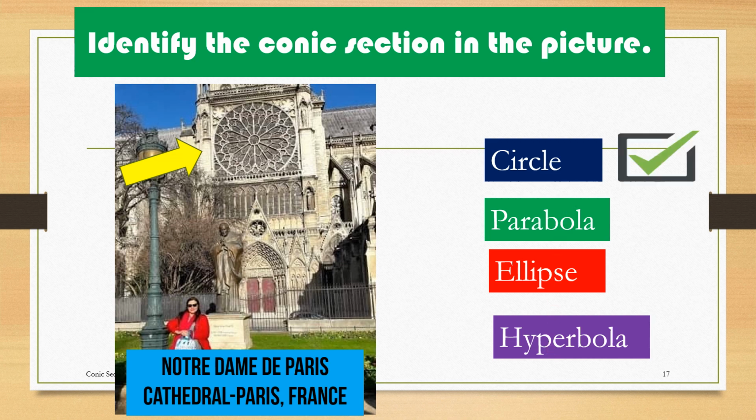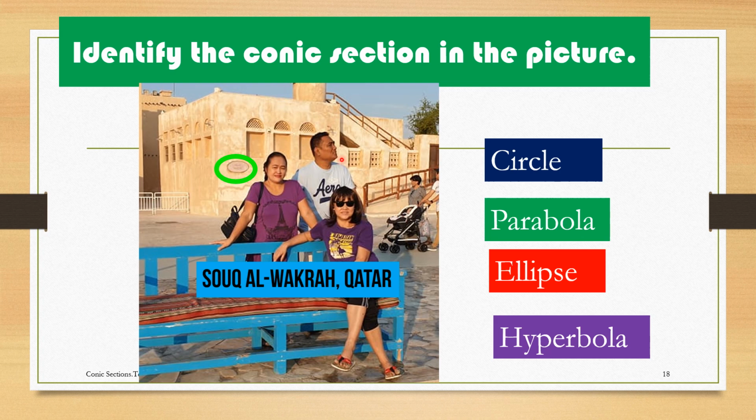Very good. It is a circle. This time we will now go to Souk al-Wakra, which is also known as Souk Waqif in Qatar. In the charming ancient city of Al-Wakra, there is a thriving market that is worth visiting for anyone interested in Qatari heritage and culture. The Souk al-Wakra is full of popular restaurants, coffee shops, play parks, and beachfront. Do you know that souk means market? So what do you think is the conic section illustrated by the marker?